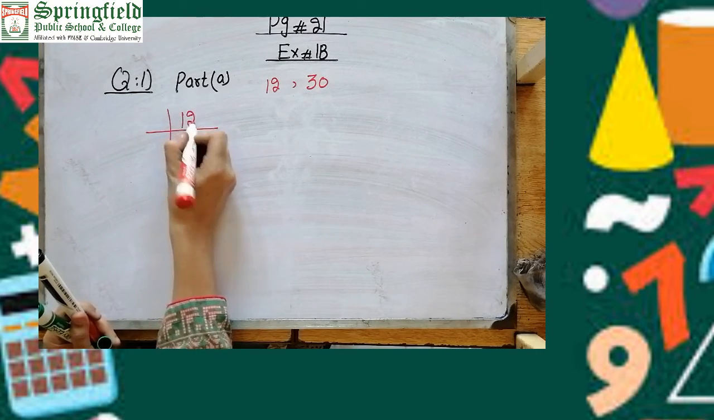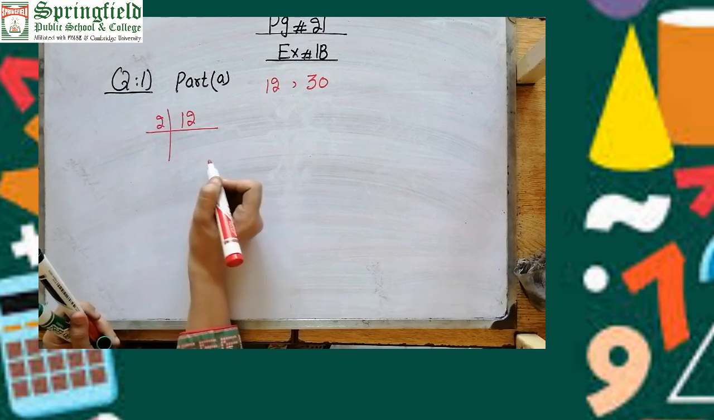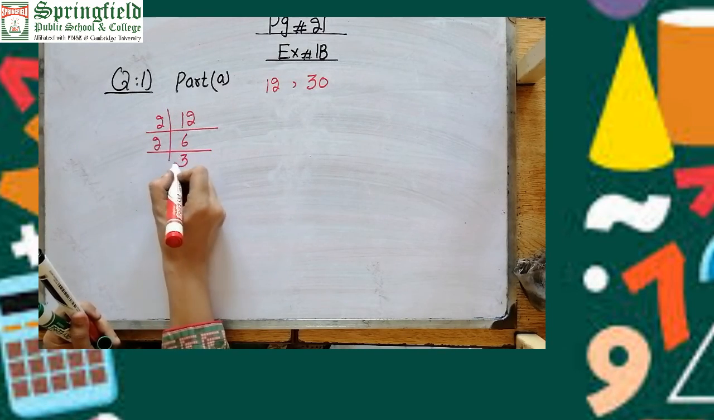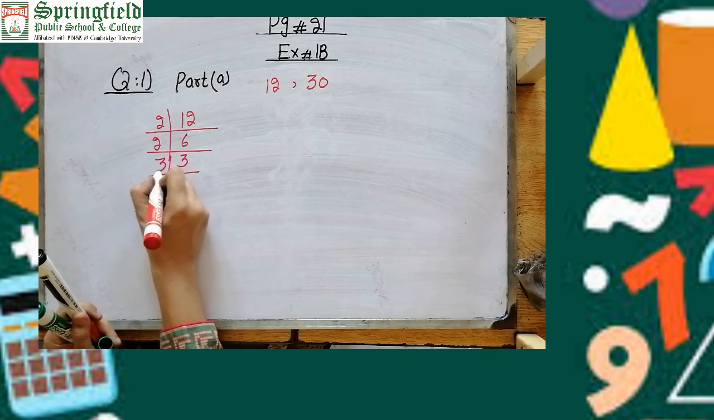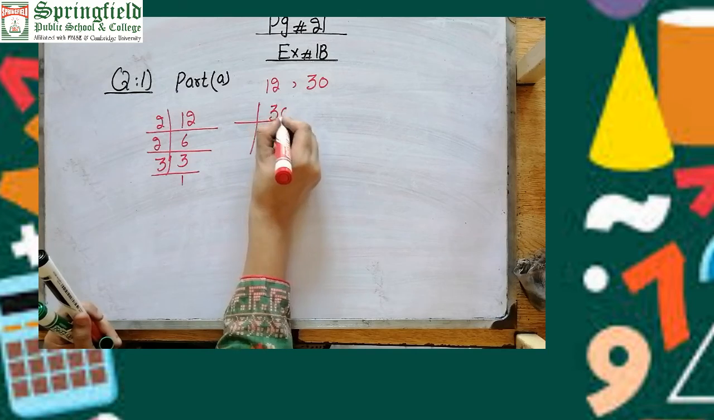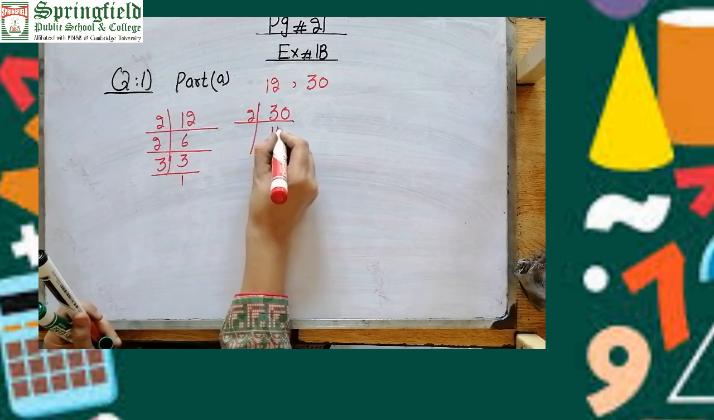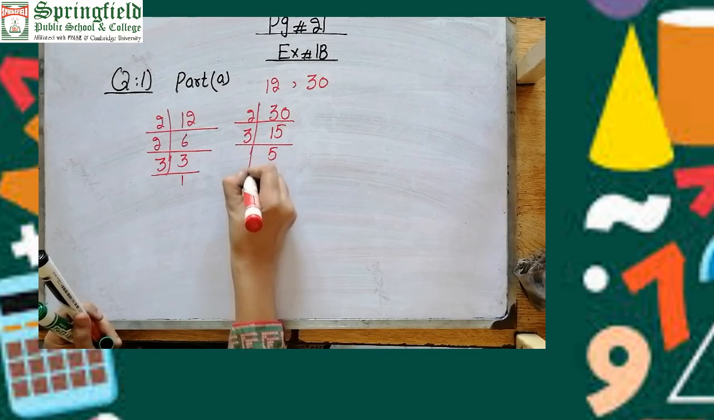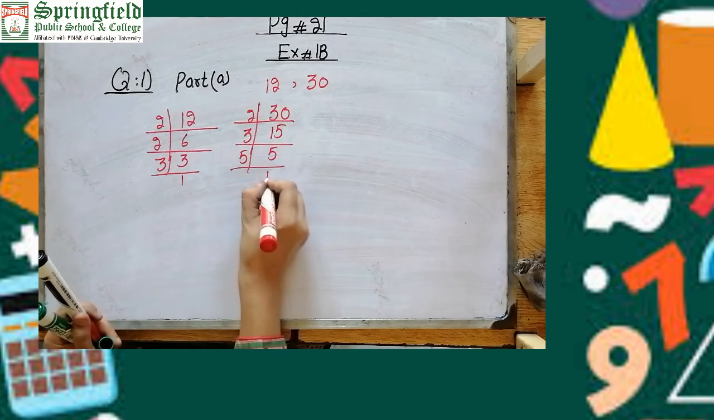So first I will find the factors of 12. We will start from the table of 2. 2 6s are 12, 2 3s are 6, and 3 1s are 3. Now find out the factors of 30. 2 15s are 30, 3 5s are 15, and 5 1s are 5.